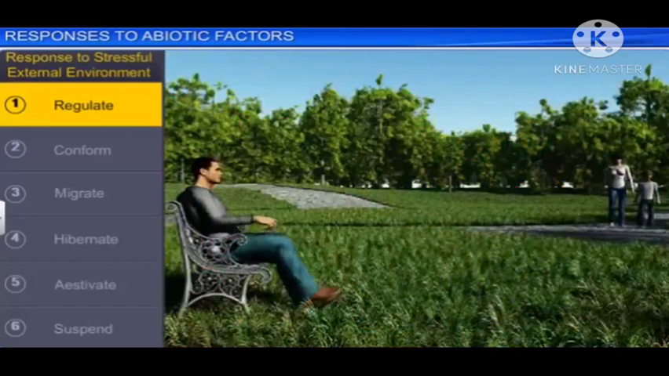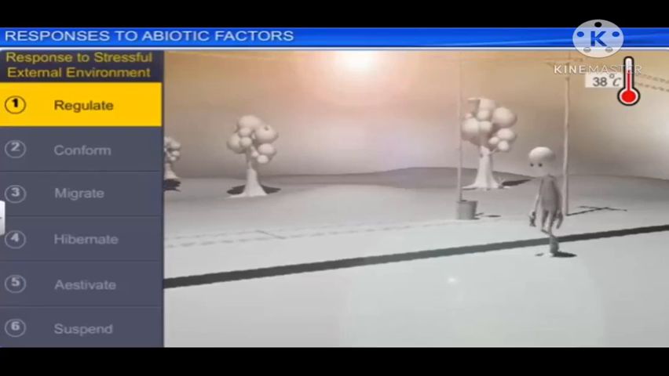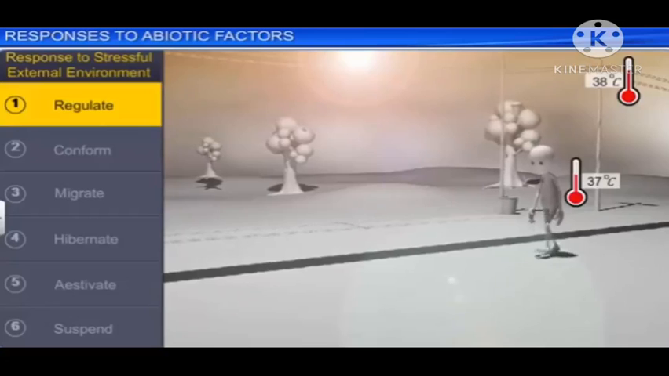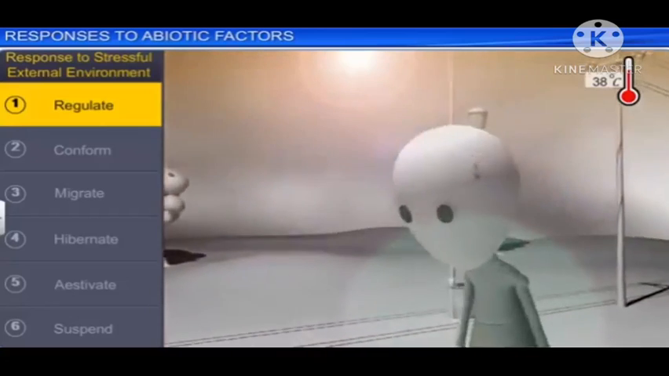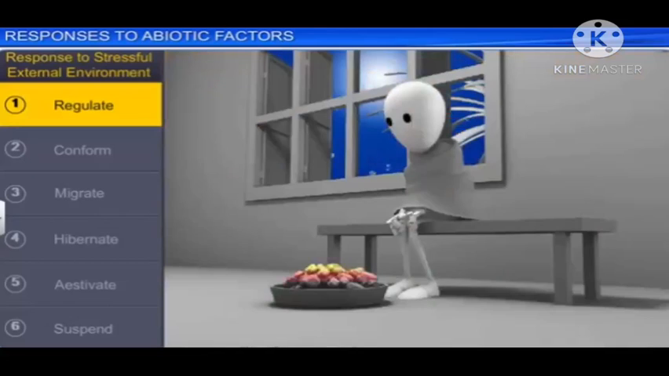For instance, human beings are capable of regulating their body temperature and maintaining it at 37 degrees Celsius. For example, in summer, when the external temperature is more than our body temperature, we perspire a lot. This results in evaporative cooling, which lowers our body temperature. Likewise, in winter, when the external temperature is much lower than our body temperature, we shiver. Shivering generates heat and raises our body temperature.